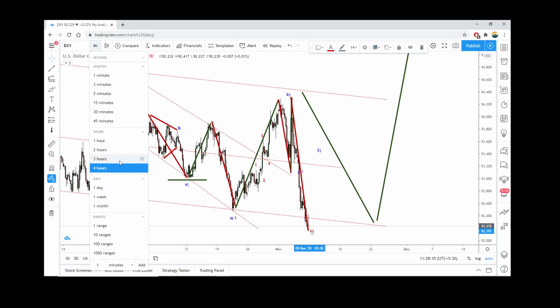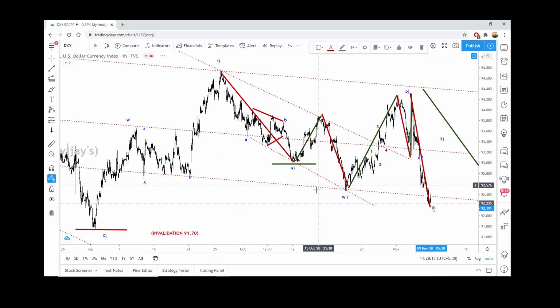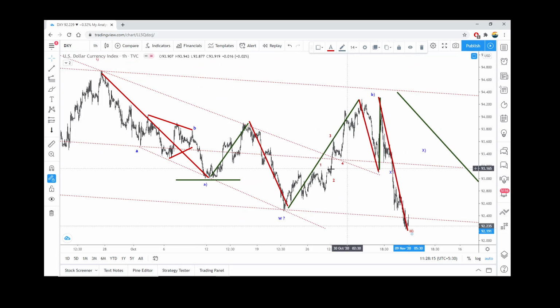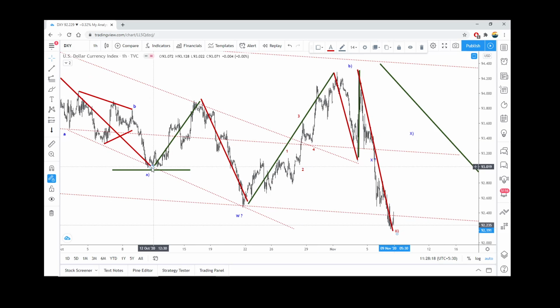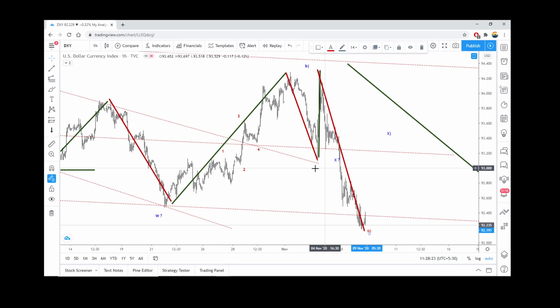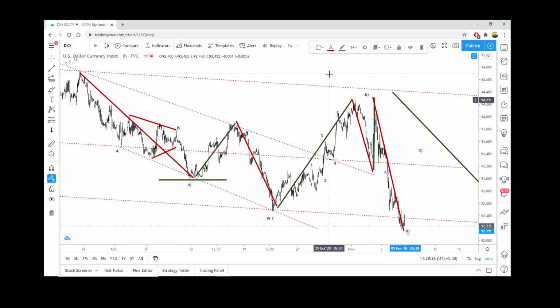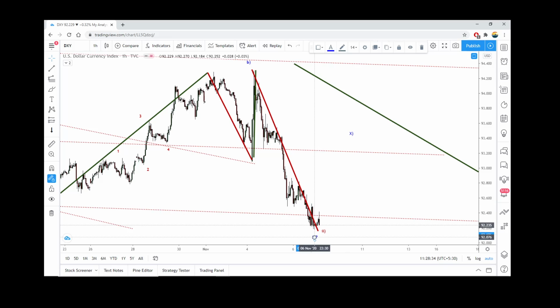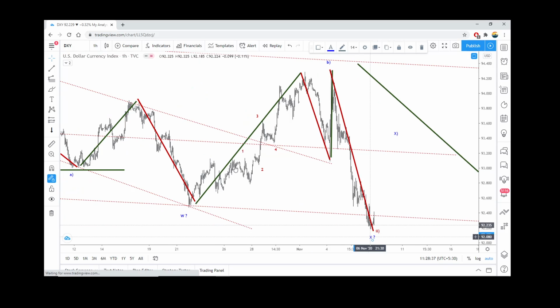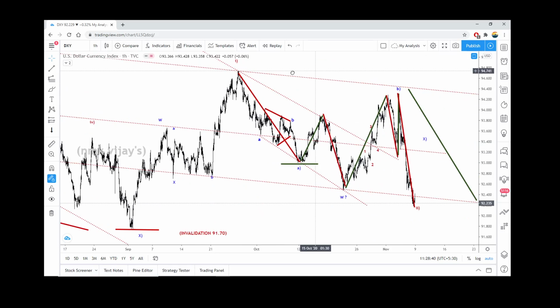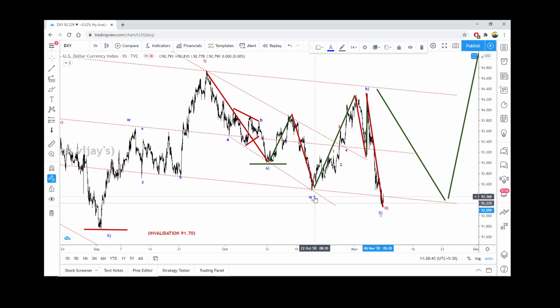So these are all the intermediate waves here. Just for explaining, I have drawn them here. This is a W, so this A, B, C is an X as a running flat, and then A, B, C is finished. So this could be A, B, C, A. The whole thing becomes a B here, and we are on the C wave here. Whether this could be a W or X, that is why I have already marked this as a W here.